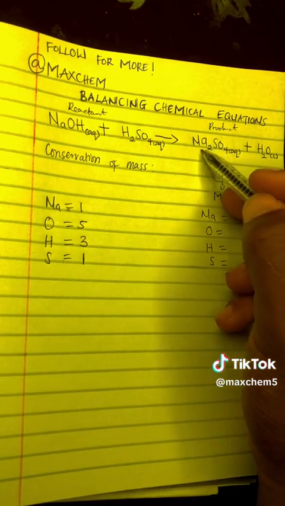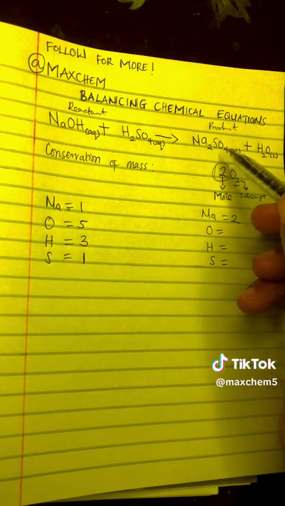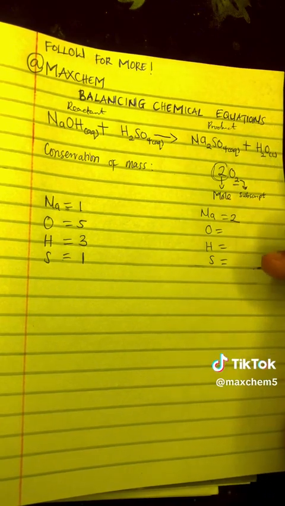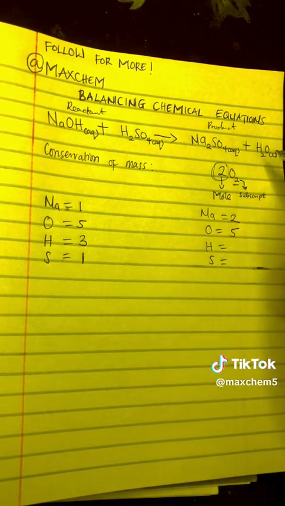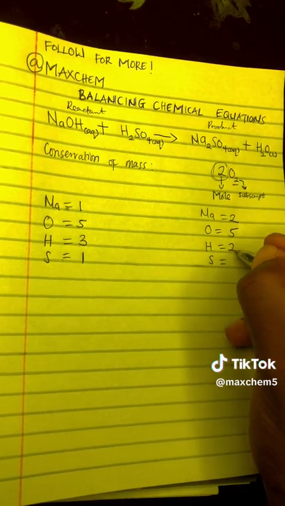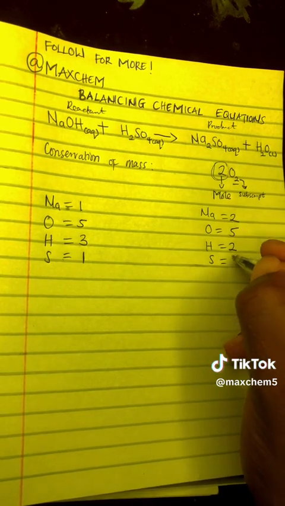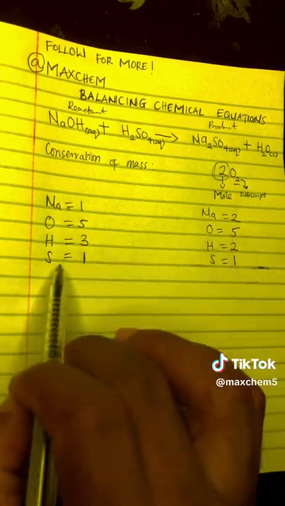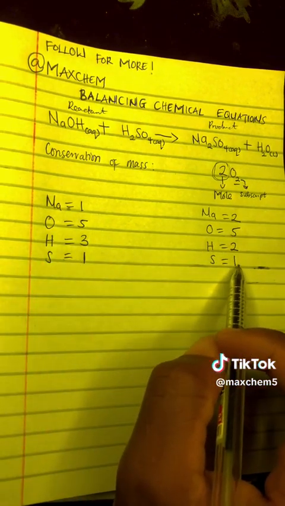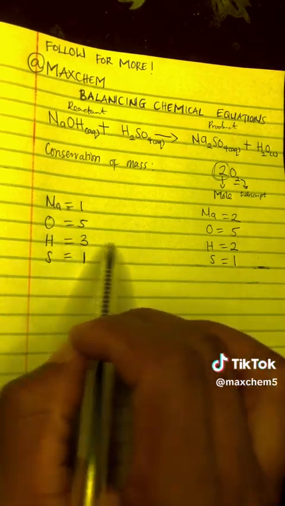Here we have 2 atoms of sodium. You can see Na2. Oxygen, we have 4 oxygen here and 1 here. That is 4 plus 1, that's 5. And hydrogen, we have 2 hydrogen. And sulfur, we have just 1 sulfur. So according to this, we can see that the oxygen is balanced and the sulfur is balanced. Our sodium is not balanced and our hydrogen is not balanced.